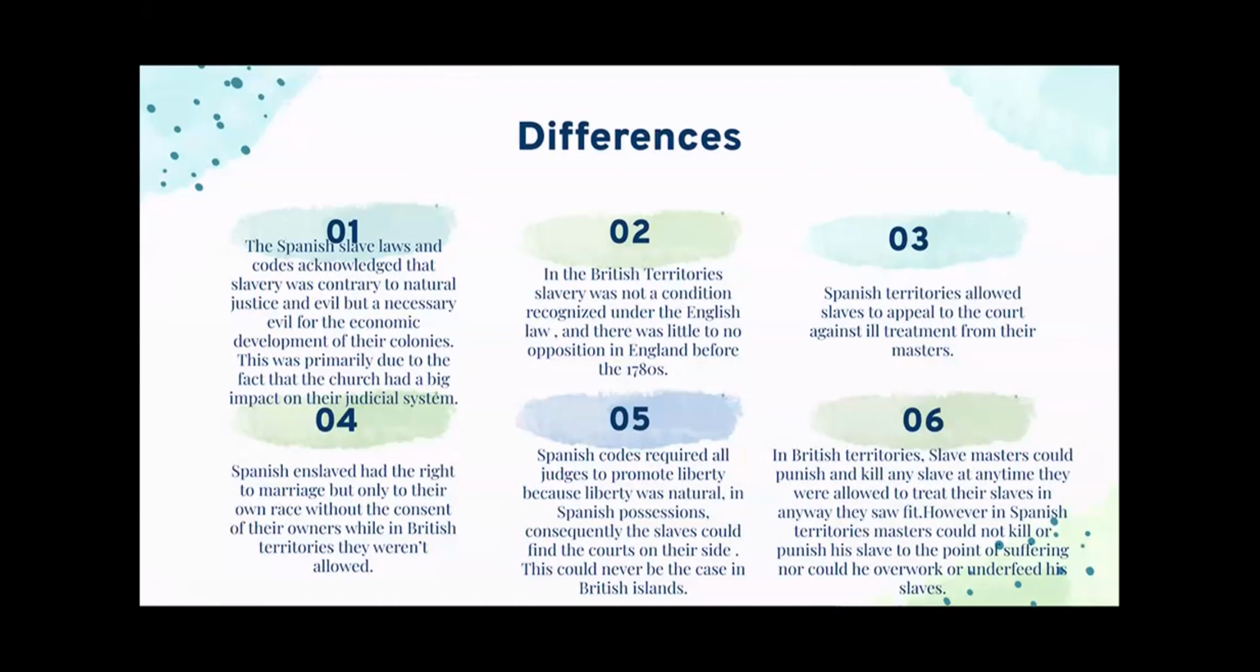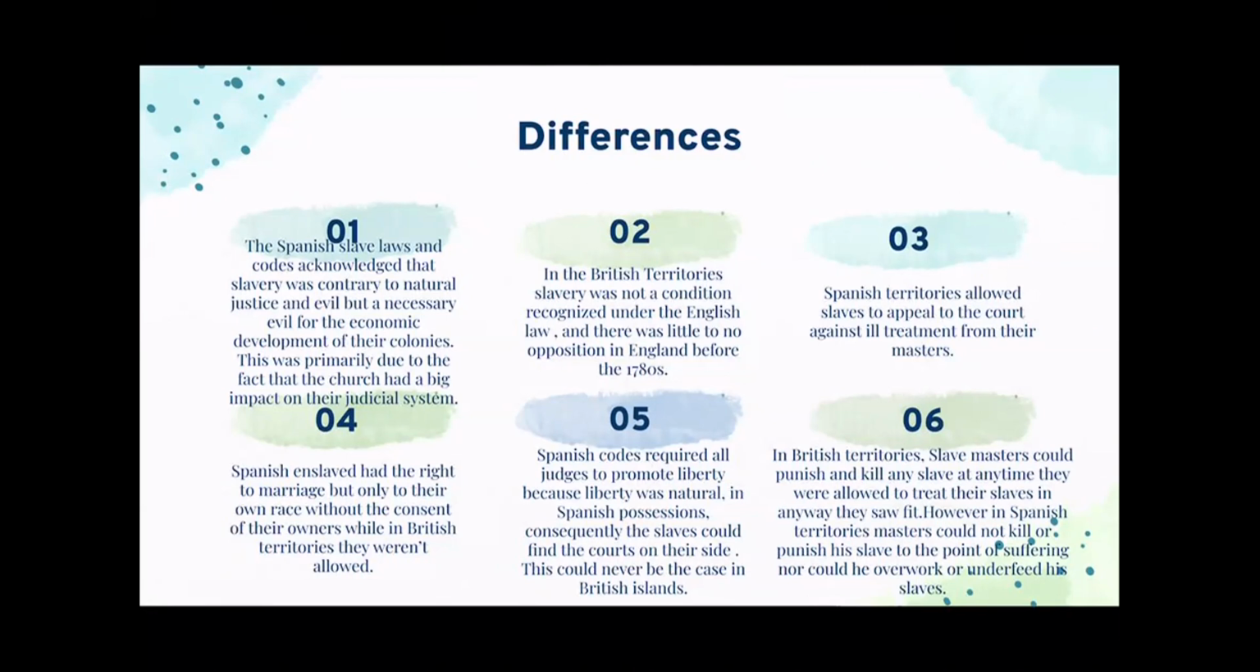Four, Spanish enslaved had the right to marriage, but only to their own race, without the consent of their owners, while in British territories they weren't allowed to get married. Five, Spanish codes required all judges to promote liberty because liberty was natural. In Spanish possessions, consequently, the slaves could find the court on their side. This could never be the case in British islands.